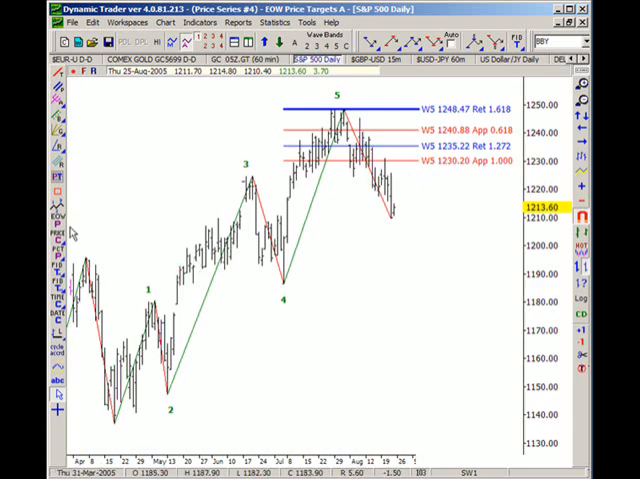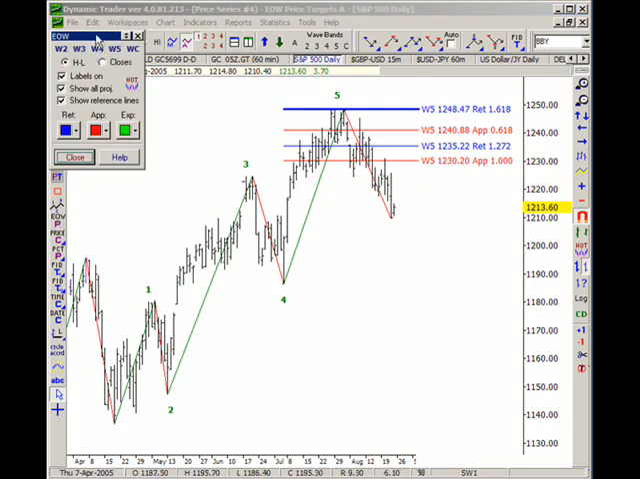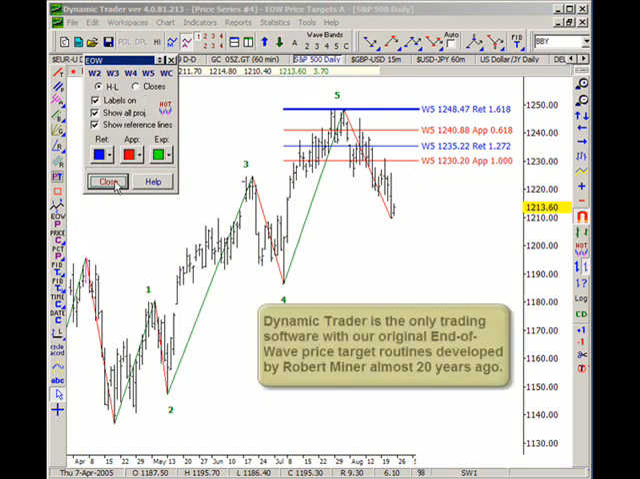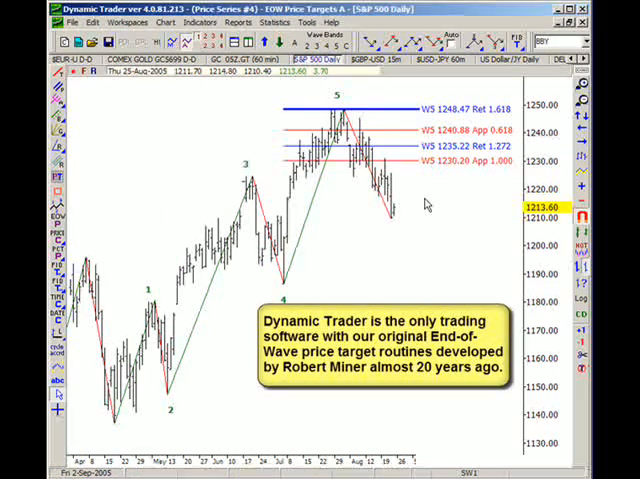So that's the Dynamic Trader end-of-wave price target zones, and there's lots of choices on the colors that we can use of the lines and how we want to label them, whether we make them from the high or low or from the closes. So I just wanted to show you that, how we do it a little quicker and easier.